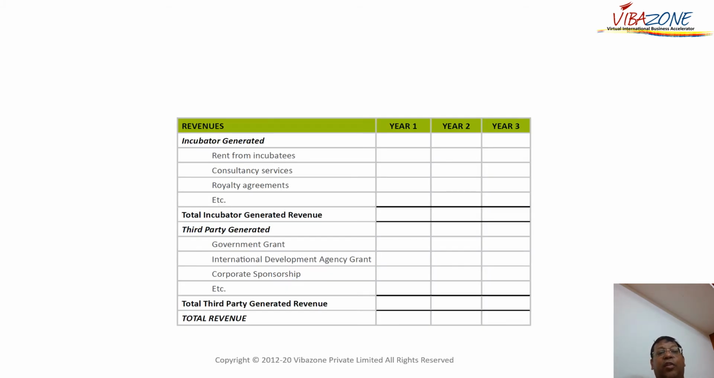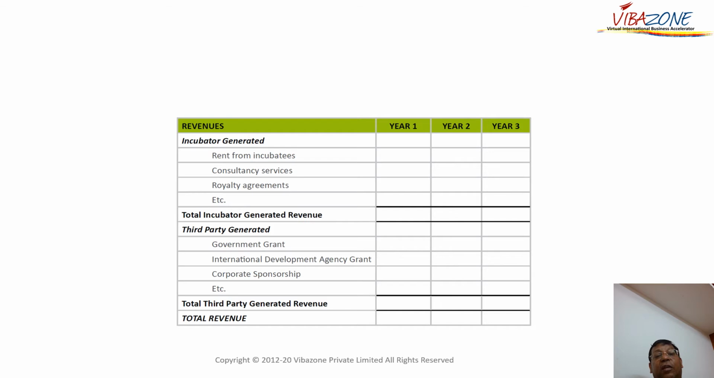Now, how do you generate revenue? You can charge rental from incubatees, it's one model. You can do consulting, you can do royalty agreements, like with the startups, whenever they do something, they license out, they pay you some amounts. So this could be incubator generating money.